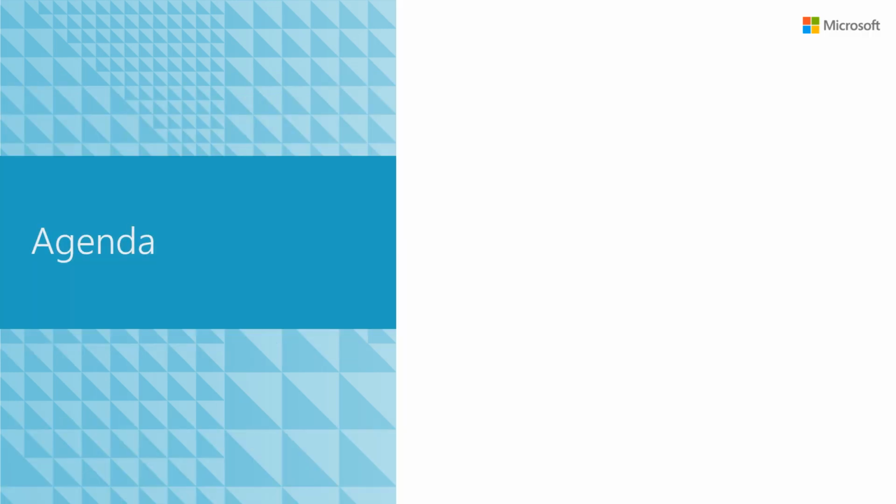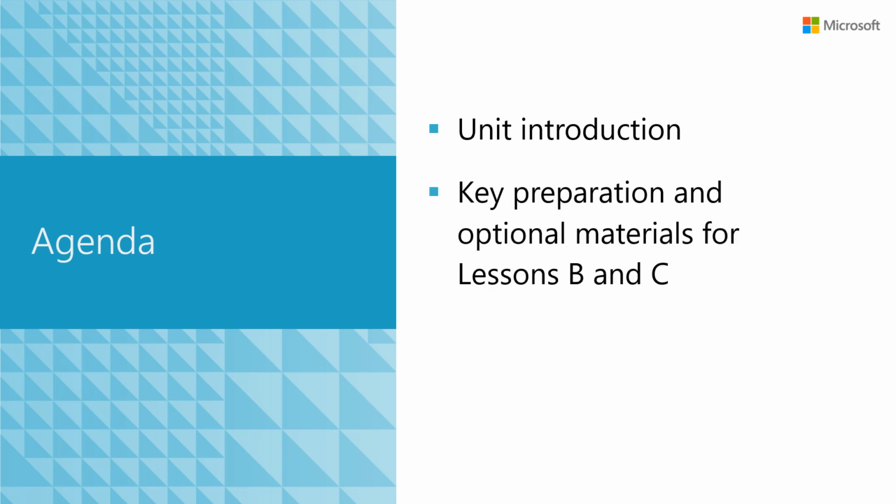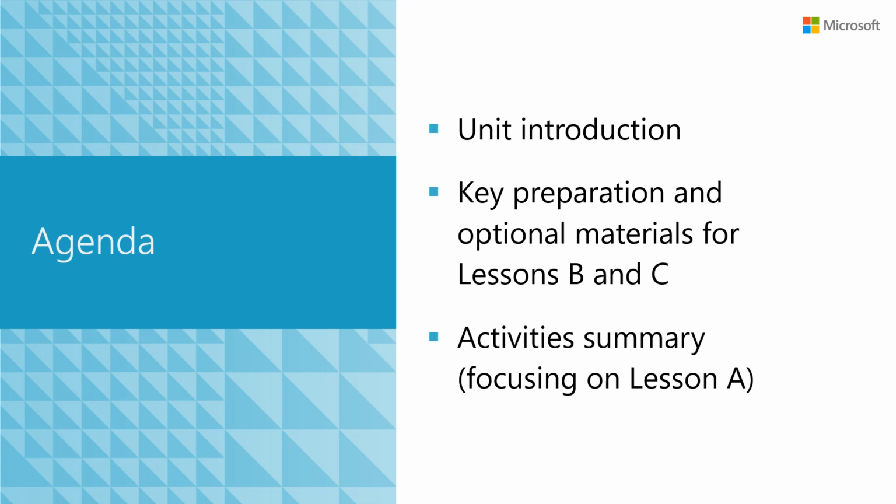Here's what we'll cover. We'll introduce the learning goals and featured computer science concepts. We'll call your attention to important preparation, including optional materials to play sound in lessons B and C. And finally, we'll summarize each lesson's main activity, focusing on an unplugged activity in lesson A called Hot and Cold. Feel free to have the unit materials open as you watch, so you can pause at any point to look at them in more detail.